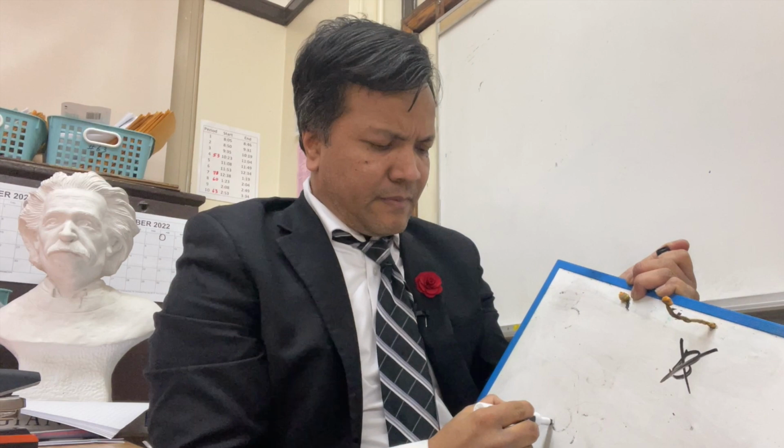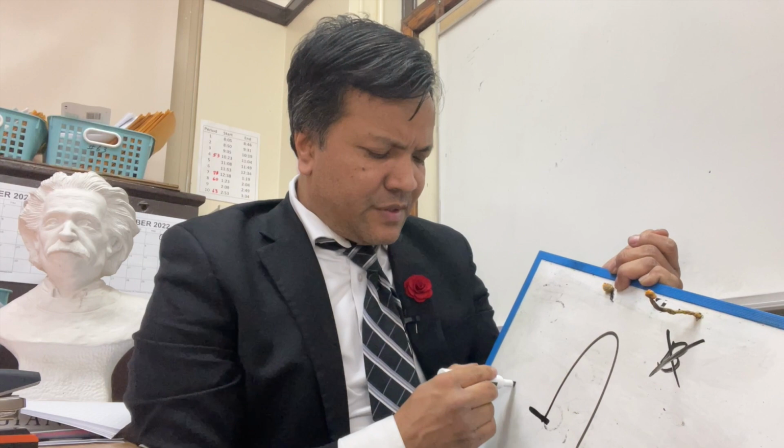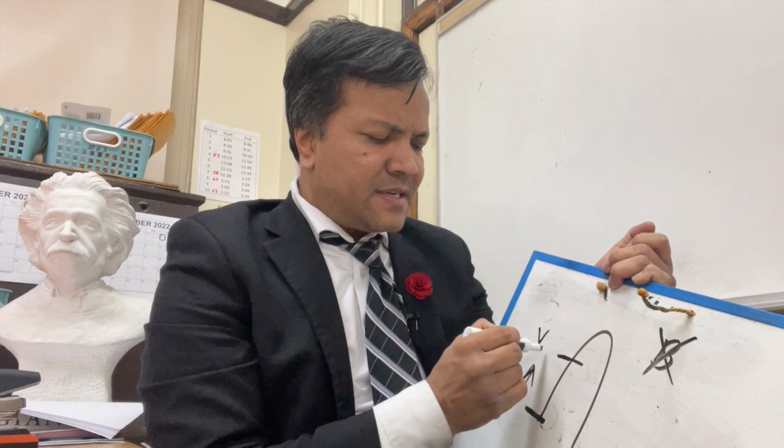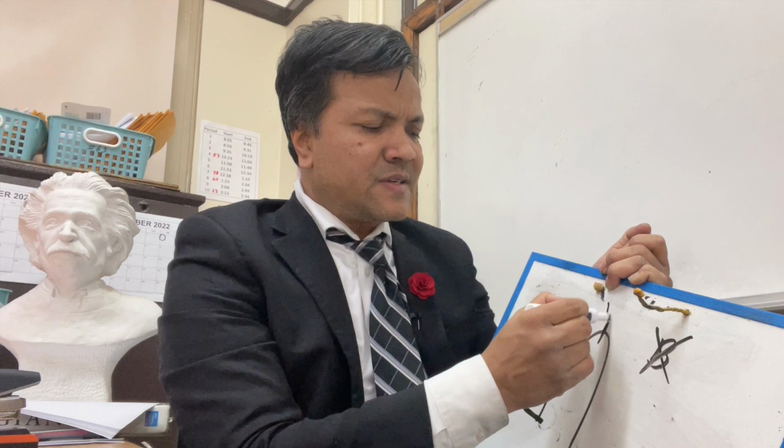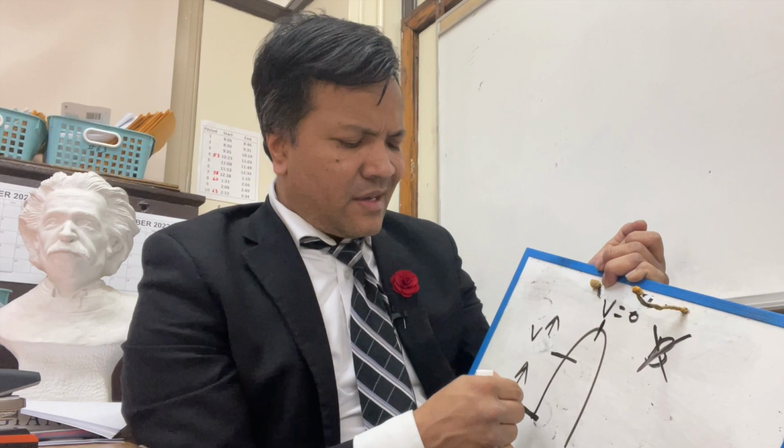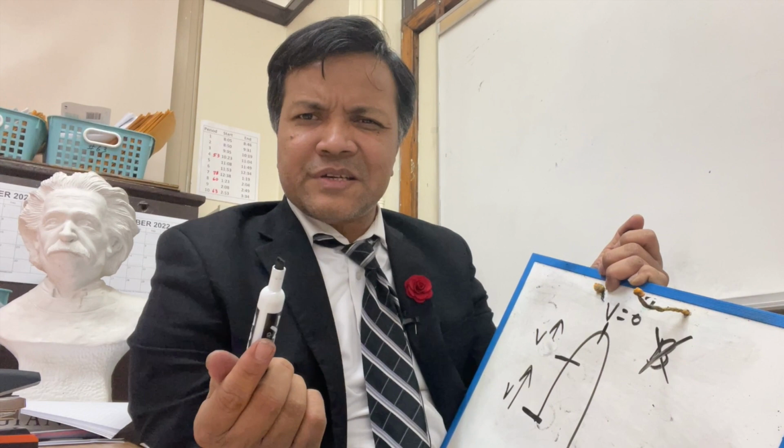At one point the marker was here and I throw it with, let's say, 10 meters per second. And then over here, the velocity is less than 10 meters per second, almost zero. Over here, velocity is zero. So the direction is changing, you see? Every single moment, every single fraction of a second, the marker is changing direction. And you cannot change the direction without changing the velocity.